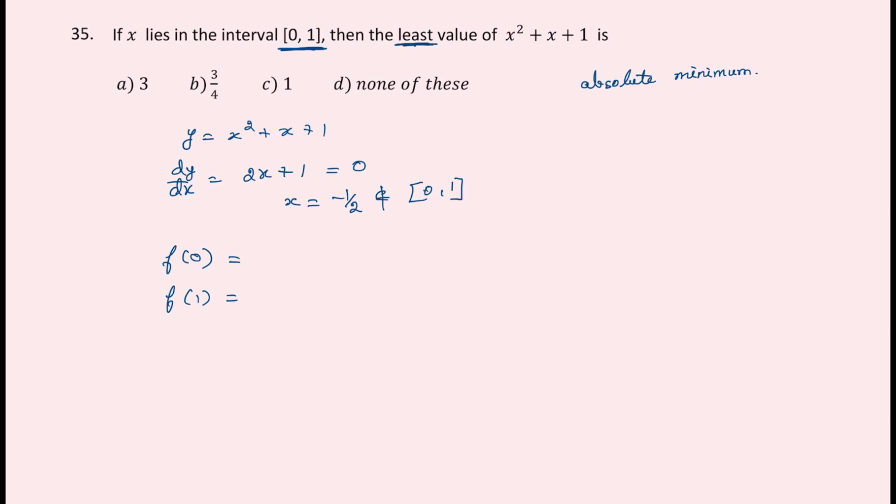Otherwise, we have to calculate the value of f at the end values of the domain and at the critical points. Here there are no critical values. So f of 0 is 0 plus 0 plus 1, which is 1. F of 1 is 1 squared plus 1 plus 1, which is 3. We have to find the least value of the function. The answer is 1, option C.